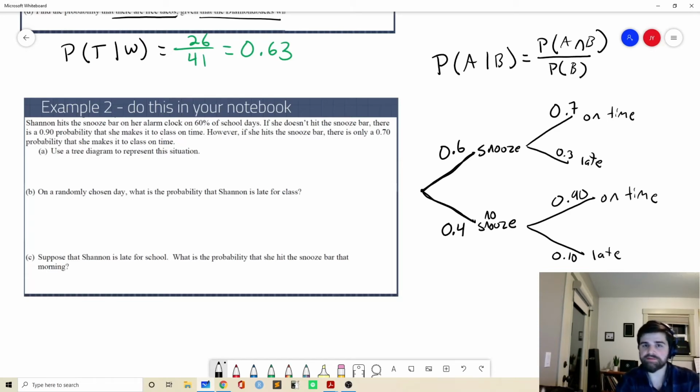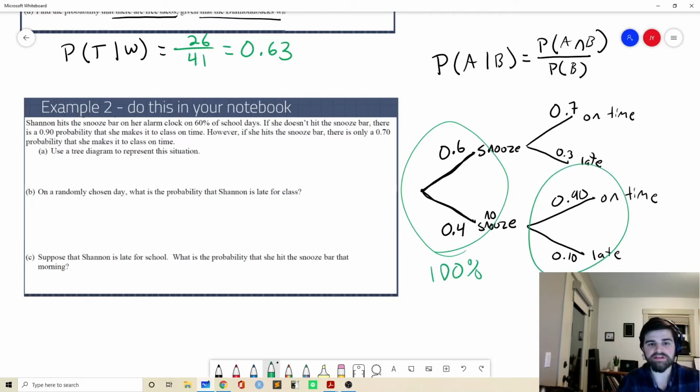So notice that I was able to fill in those missing pieces. They didn't tell us this, they didn't tell us this. I was able to fill those in because every branch has to add up to 100%. So every split adds up to 100%. 0.6 and 0.4, 0.9 and 0.10, 0.7 and 0.3 all add up to 1 or 100%.